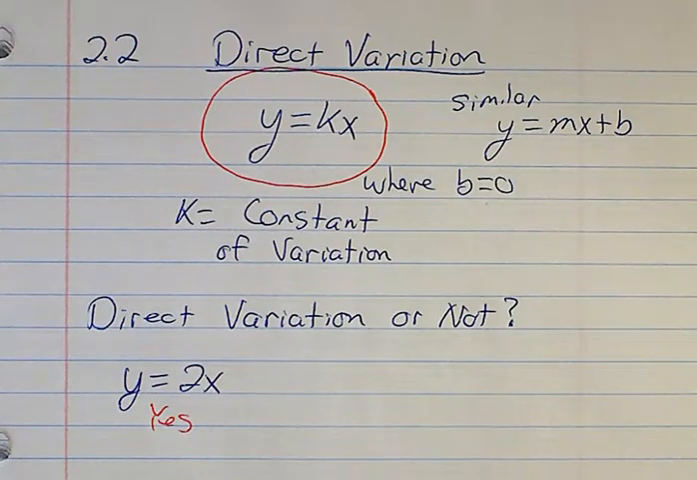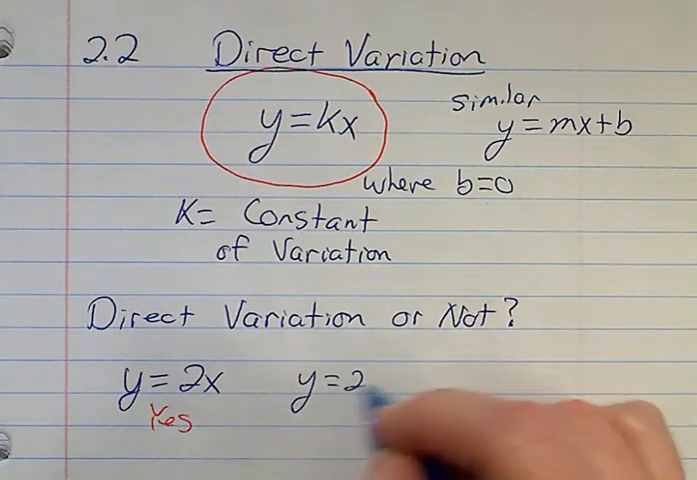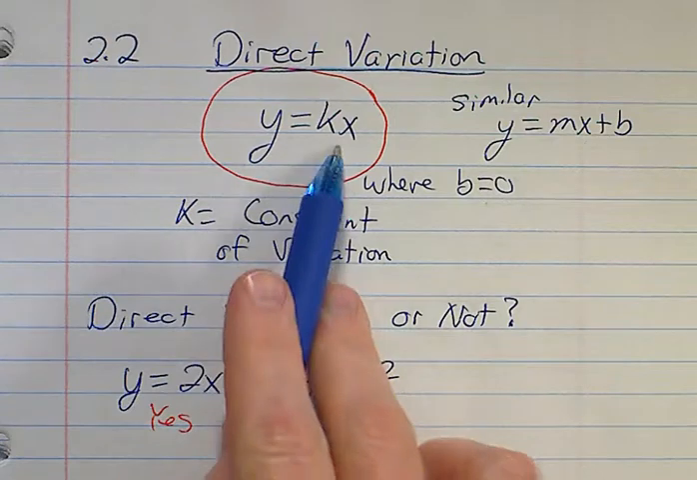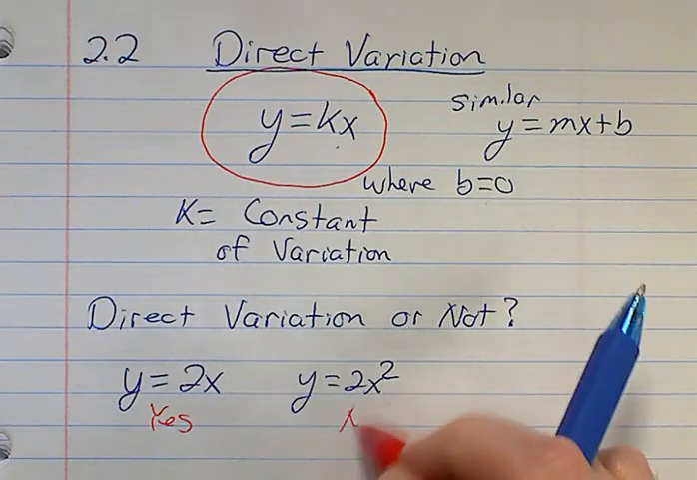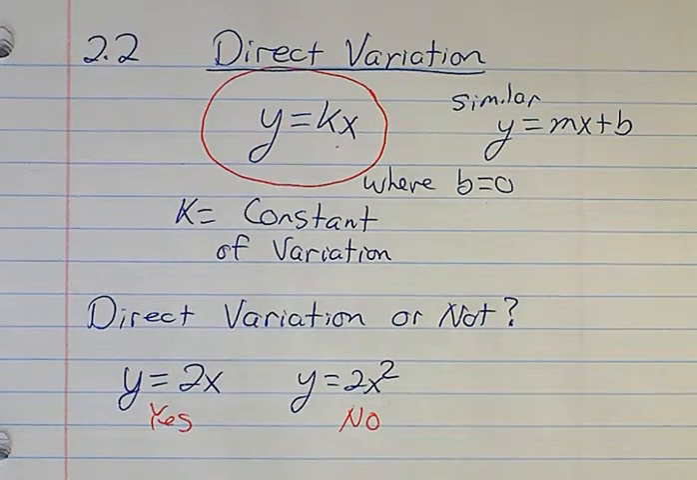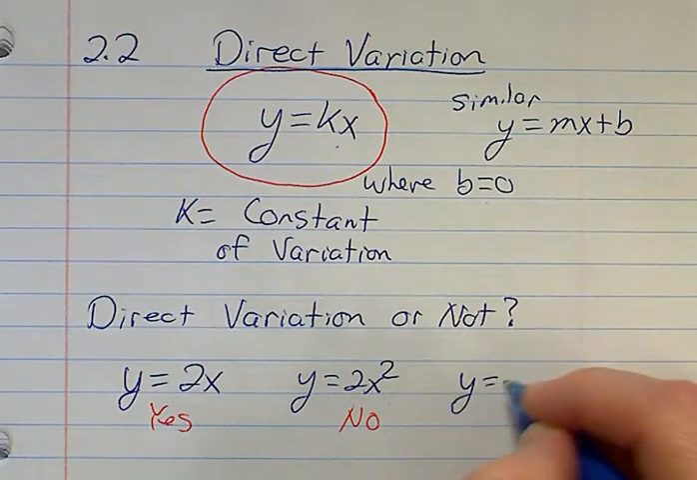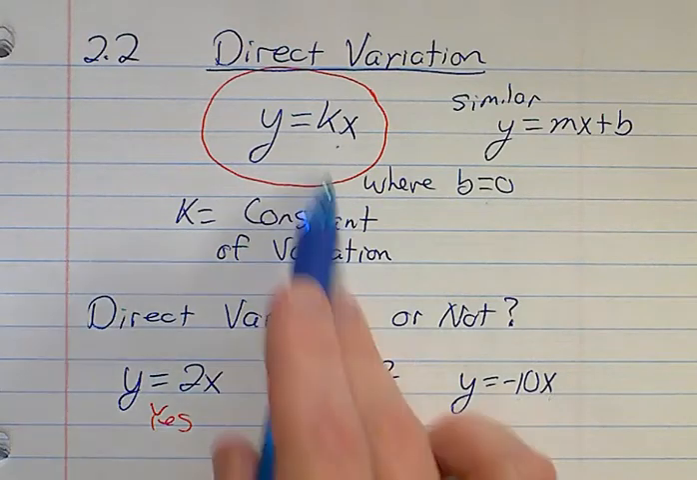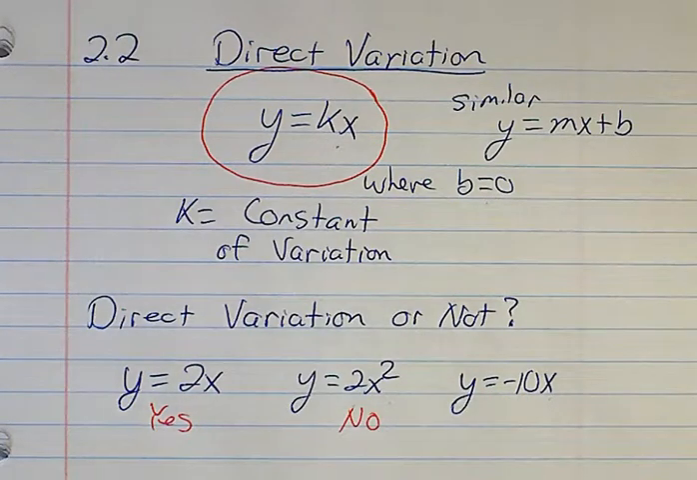Now, they could change that and give you this one. Does y equal 2x squared? Well, that's x squared. That one's just x, so if they give you that one, that's no. Y equals negative 10x. Negative 10 times x, right? So the k value would be negative 10, so that one's okay.